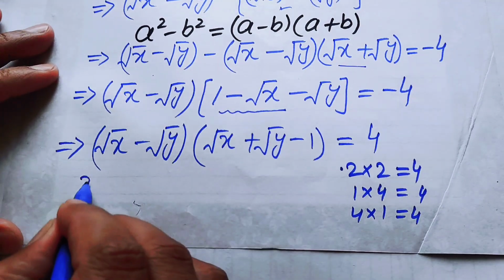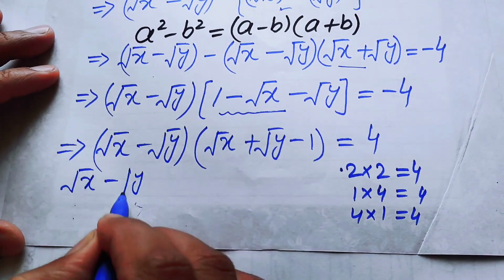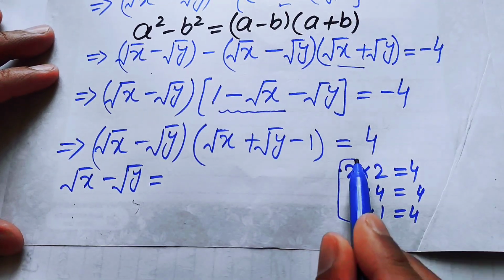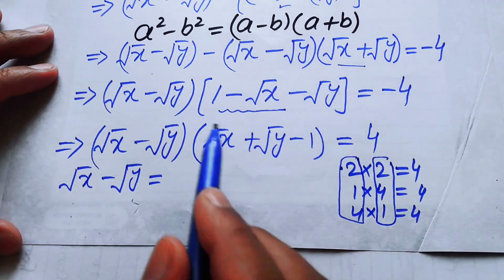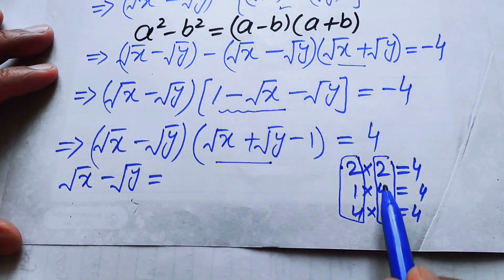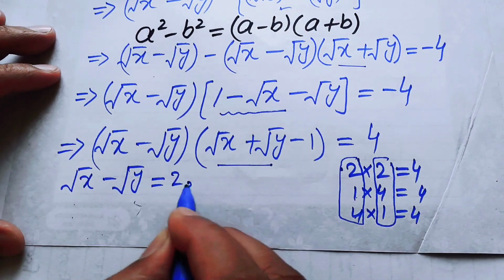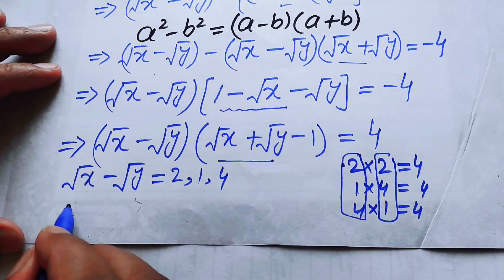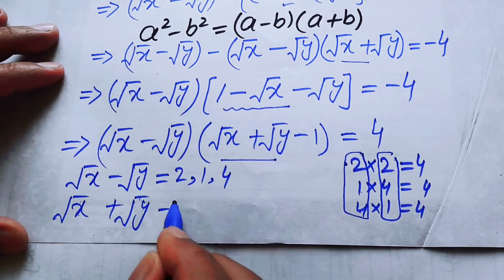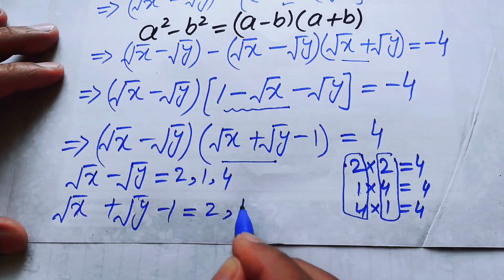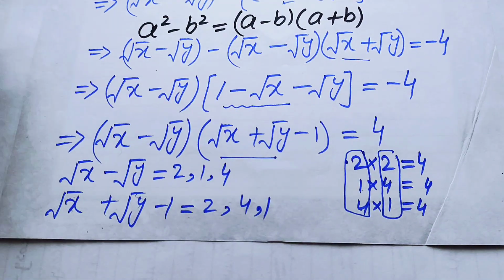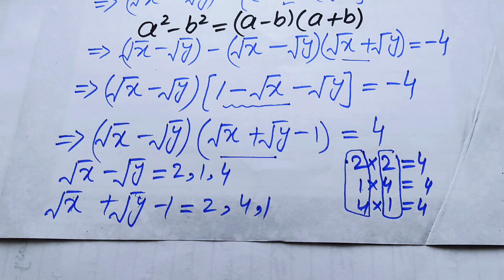I can break this into case 1 and case 2. First I take the first factor, square root of x minus square root of y, equal to 2, 1, 4, and the second factor, square root of x plus square root of y minus 1, equal to 2, 4, 1. Because we have these 3 cases, I can just solve them in one step.